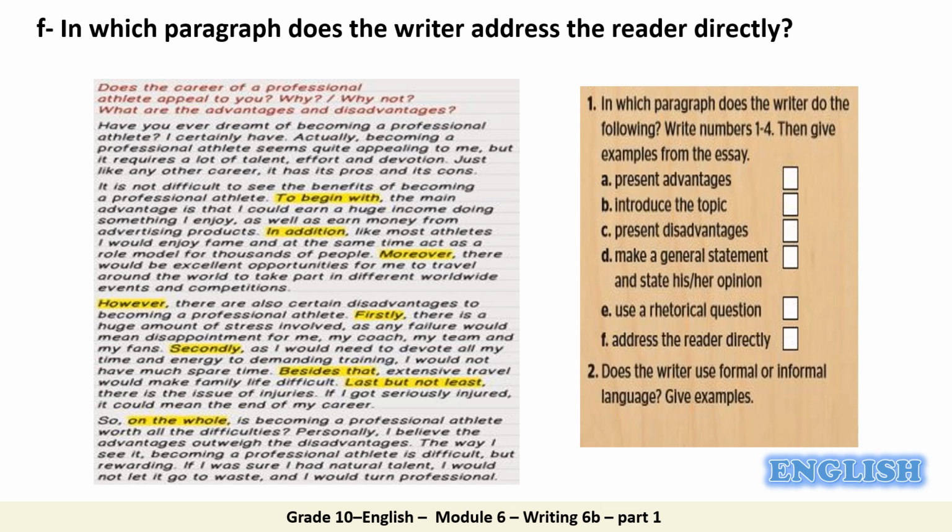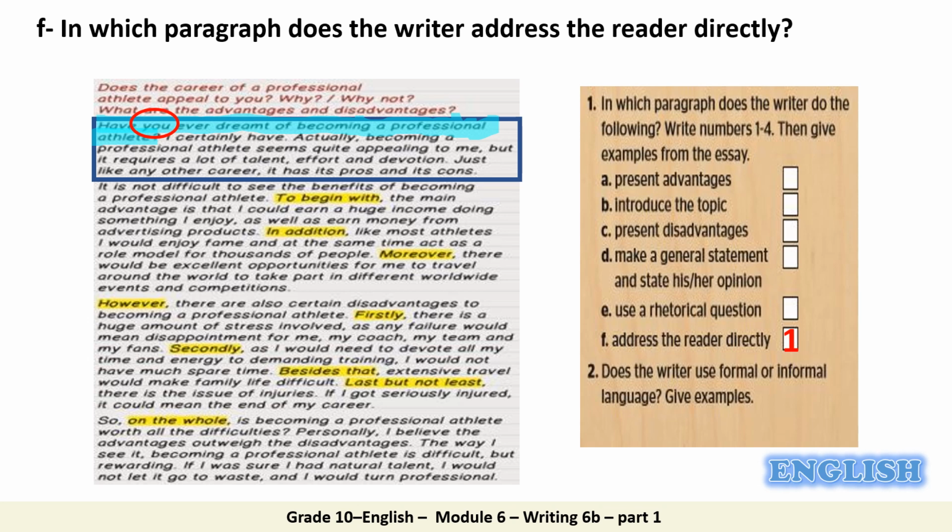In which paragraph does the writer address the reader directly? What does it mean directly? It means you have to mention the pronoun you. All right, so that was in paragraph 1. Very good. And here we have the sentence, have you ever dreamt of becoming a professional athlete? So we have you. Why do we address the reader directly? To make him involved in our essay, to attract his attention.